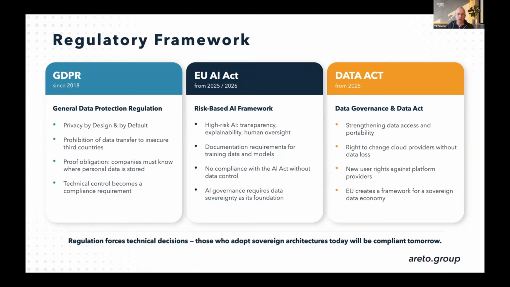Then there's the EU AI Act, rolling out from 2025 to 2026. It introduces a risk-based framework. High-risk AI systems must be transparent, explainable, and subject to human oversight. You must document your training data, your models, your decision logic. And here's the point that catches many organizations off guard. If you don't control your data, you simply cannot fulfill these obligations.